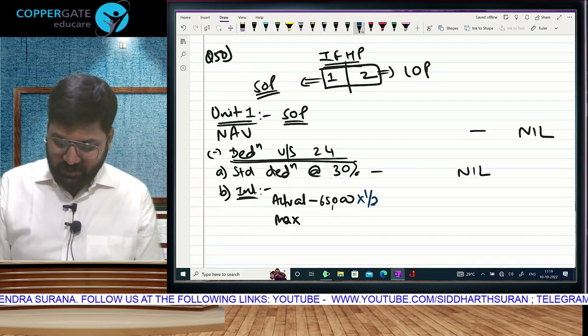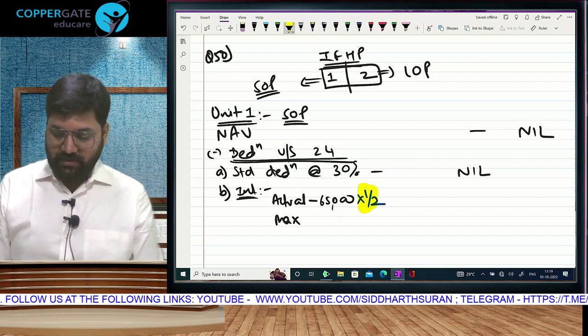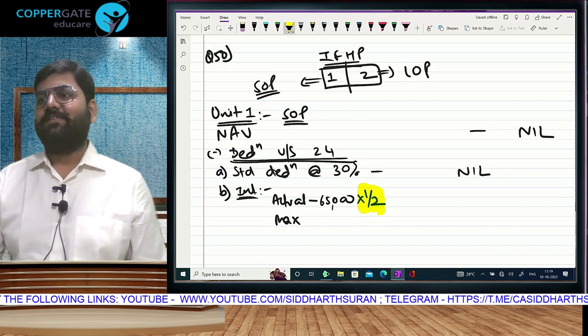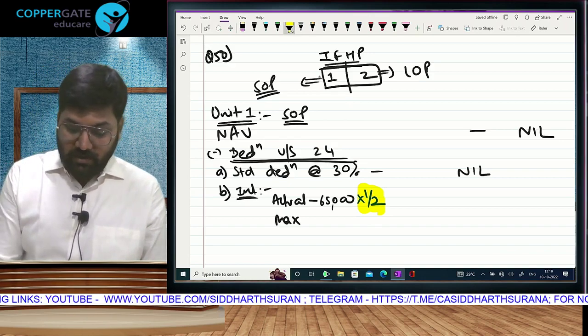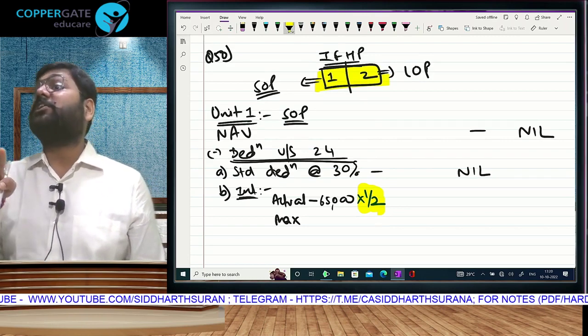This was the main point of the question. 65,000 is for the entire property. And the question has mentioned they are identical.